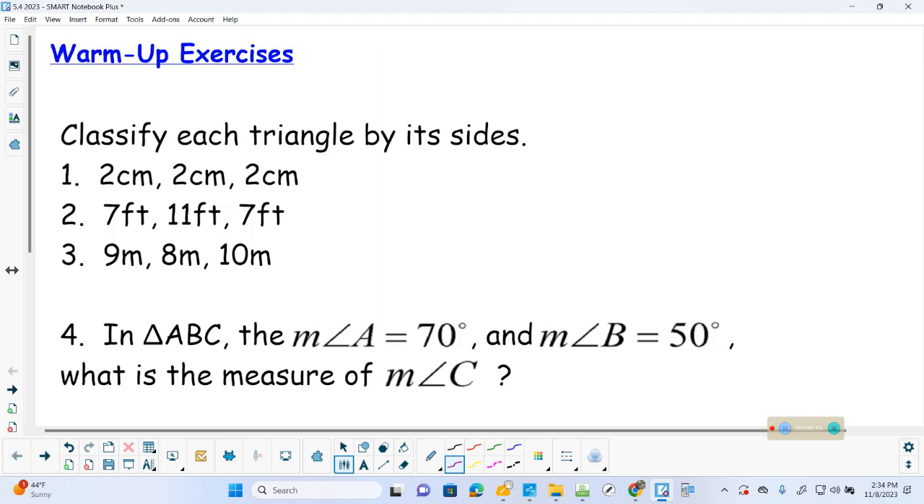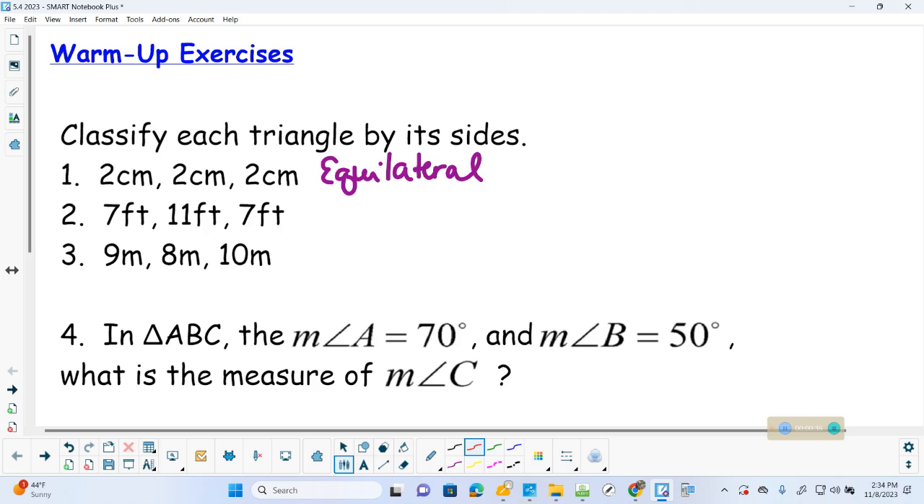Let's practice some vocab since I said there's a vocab quiz round. Classify each triangle by the sides. If you have three congruent sides, what is the name for it? Equilateral. Can you spell it correct? And remember, this is on the matching part of your vocab quiz tomorrow.